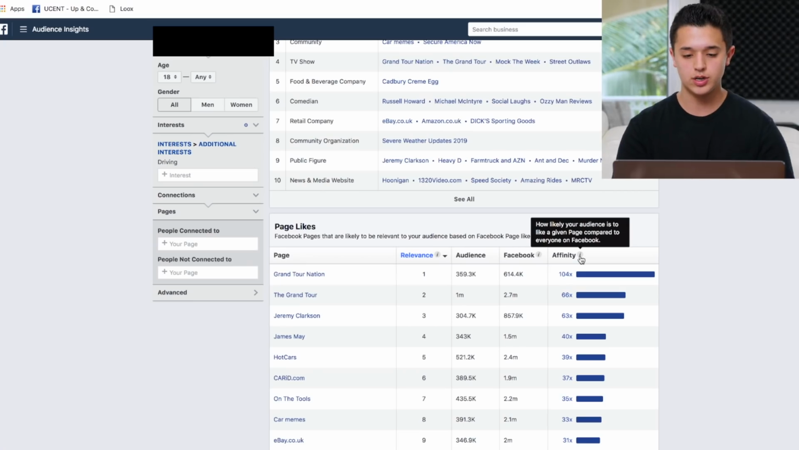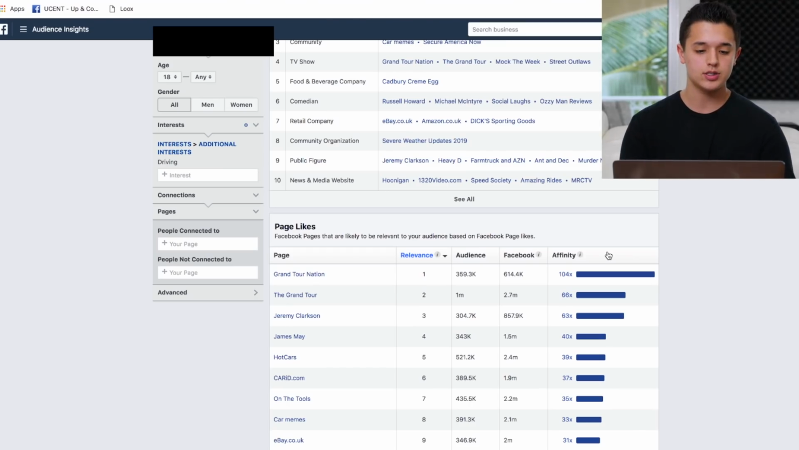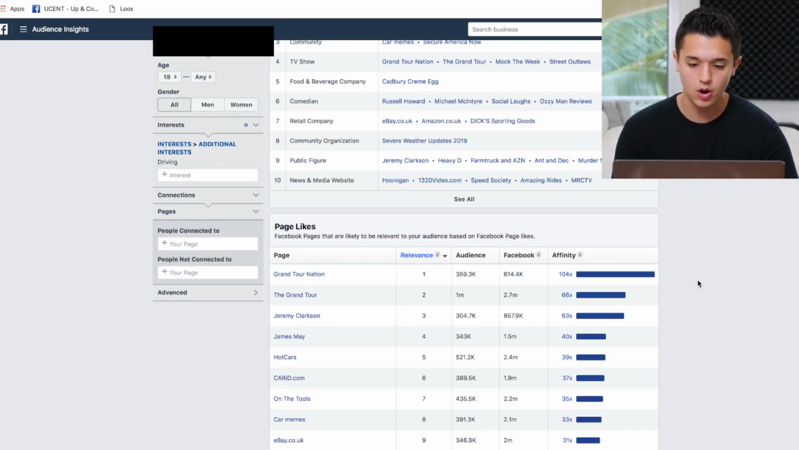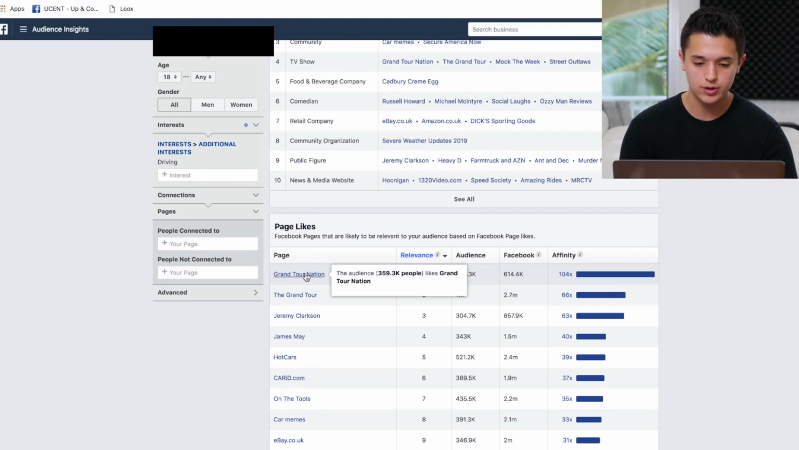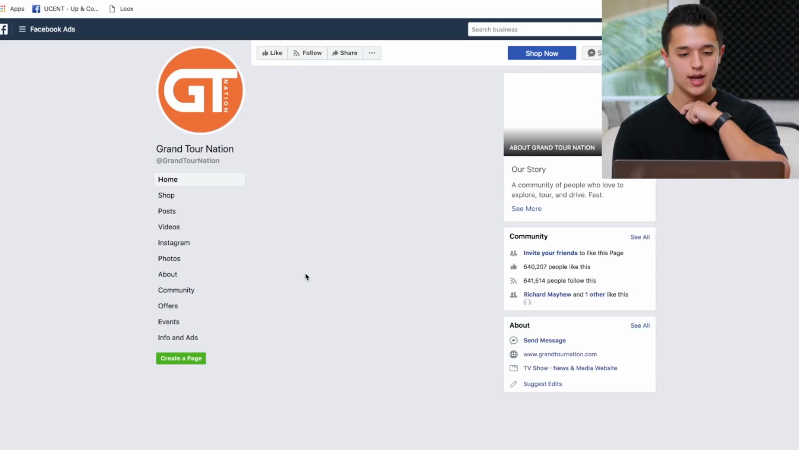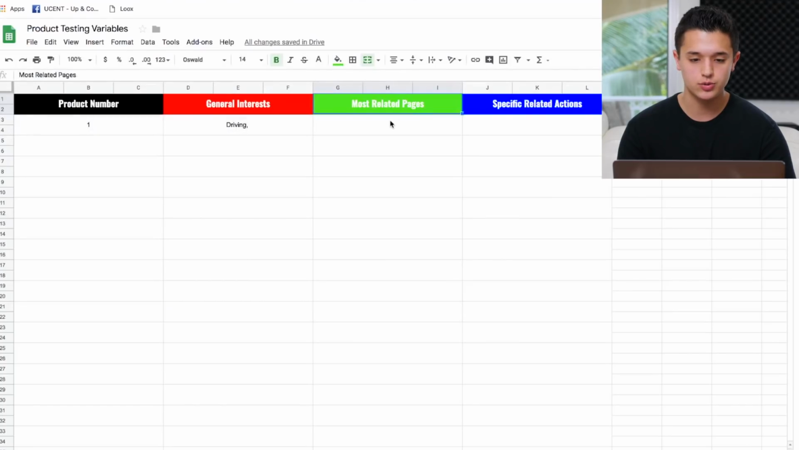So basically what this is gonna do, the affinity score here on the right is gonna show how relatable this audience is of this Facebook page to the interest you put in. So driving. Driving is very broad. A lot of people drive. And this Facebook page has a 104x affinity score that is related to driving. So Grand Tour Nation, if we click on it, we can see it has several 100,000 likes, and it's just a car brand. So what we could do, we go back here to the spreadsheet.